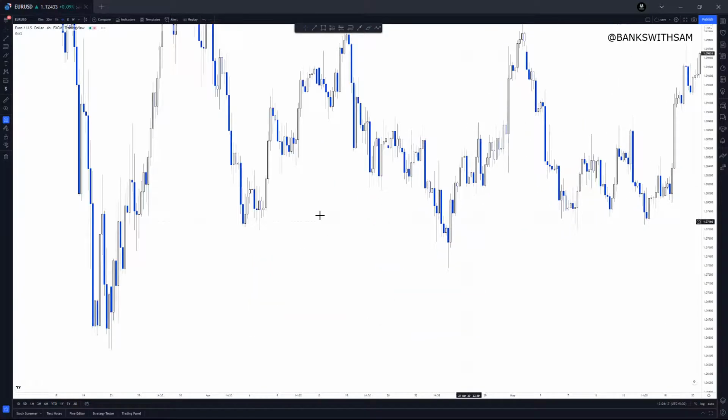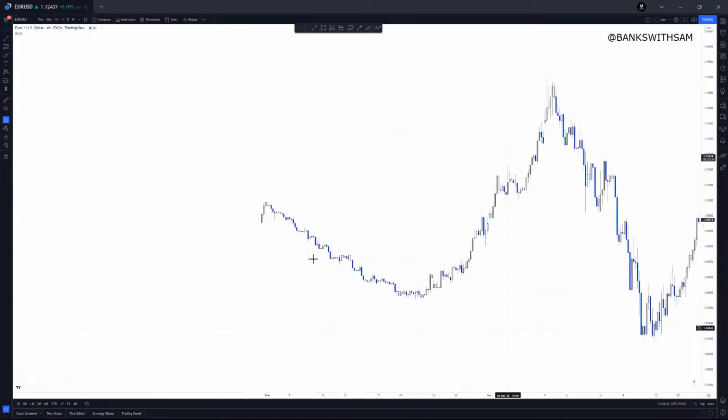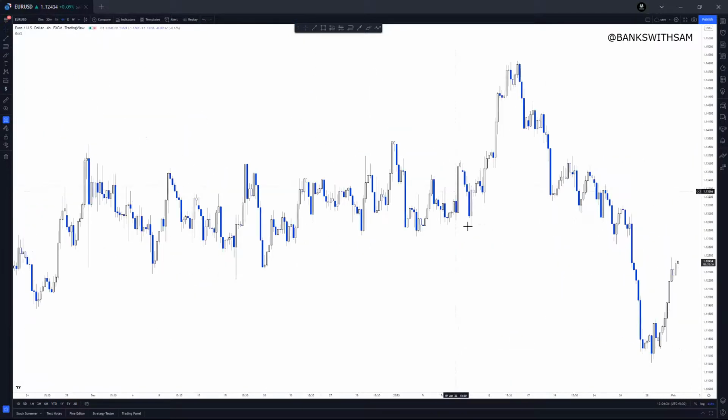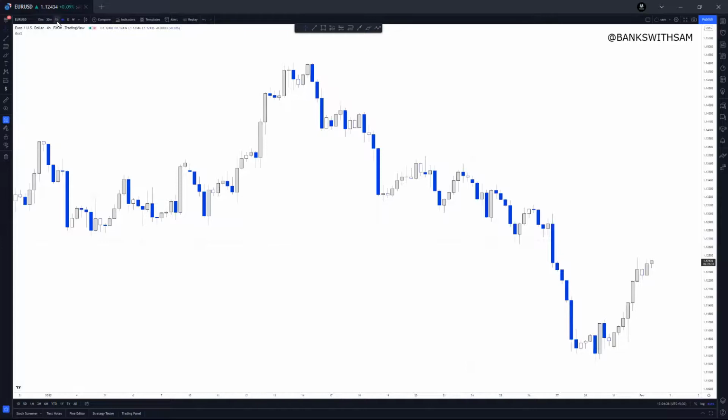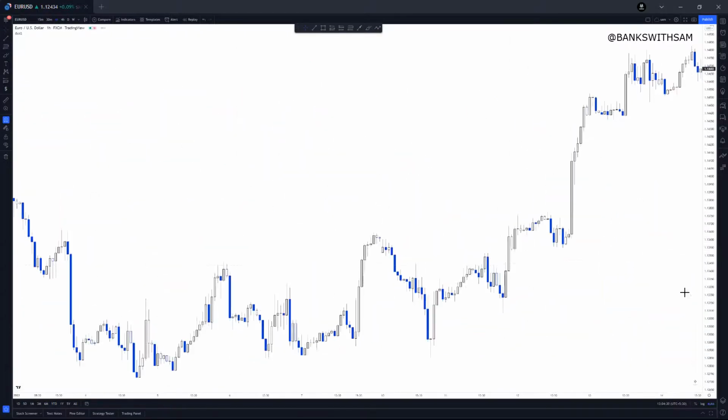Let's cover one more last example. We have a lot of examples of supply, but not a lot of examples of demand. Let's go to the 1 hour. Maybe we can see a lot of structural levels there.